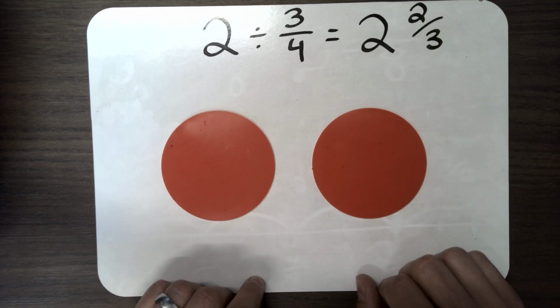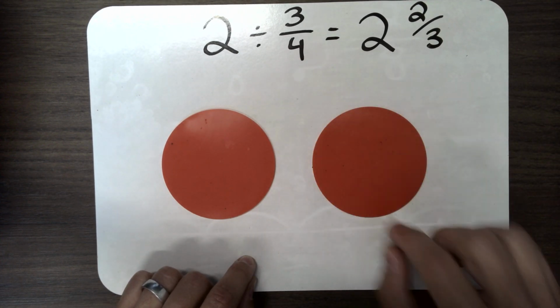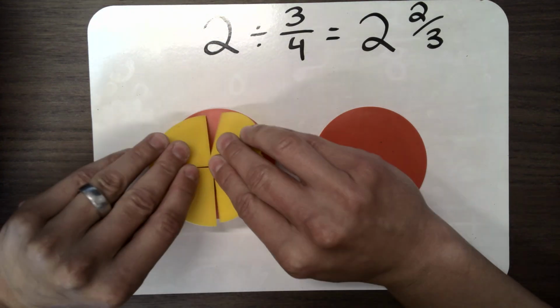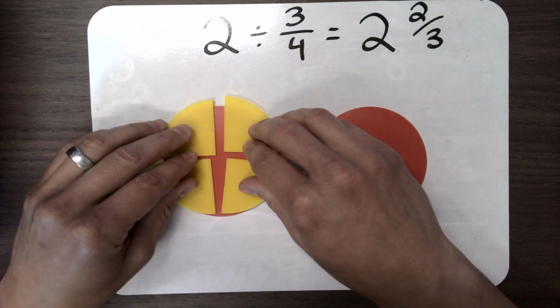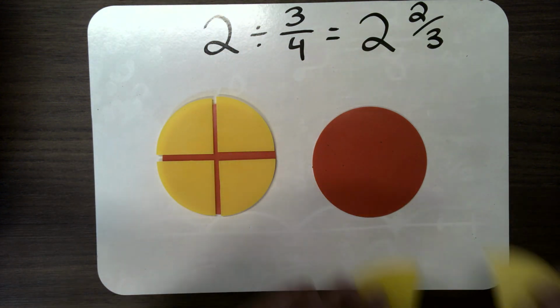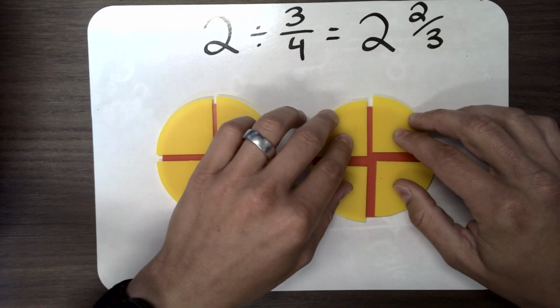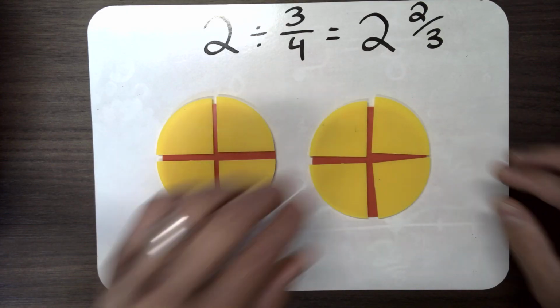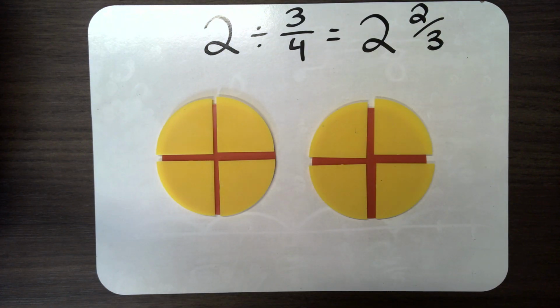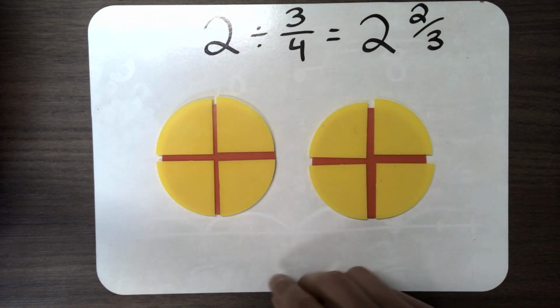Okay. So we're going to have 2. I want to create groups with the size of 3/4, so I need to first subdivide my model into fourths. Now that quantity of 2 is represented with fourths, we have 8 fourths shown there. So I allocate groups with a size of 3 fourths.